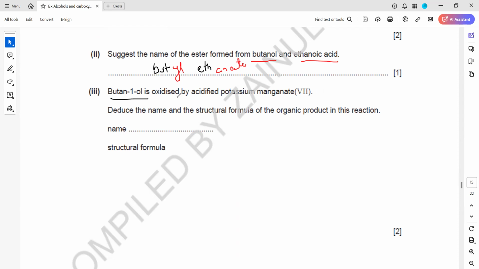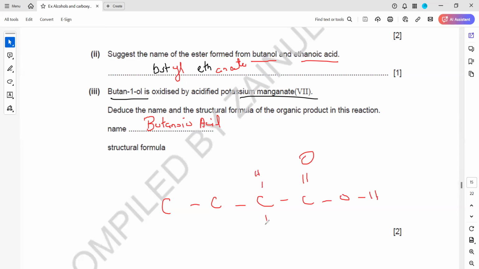If butan-1-ol is oxidized in the presence of potassium manganate(VII), so alcohol oxidized to carboxylic acid, what will the product be? The product will be butanoic acid. And the structure of butanoic acid: but means 4 carbon. Because it's a carboxylic acid, there will be a C double bonded with O and OH.